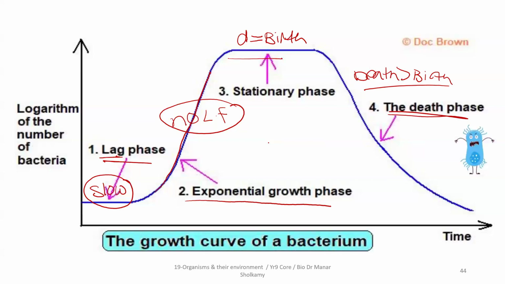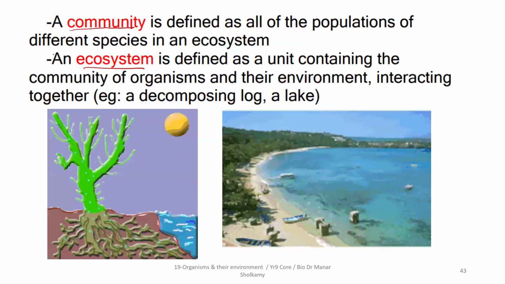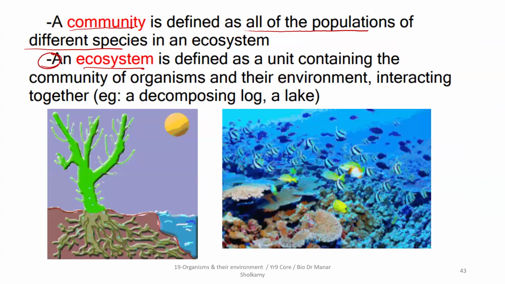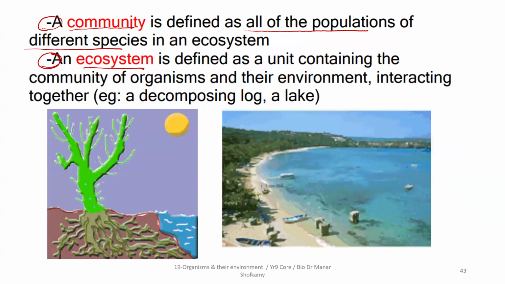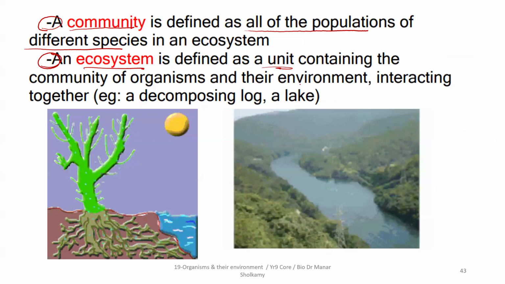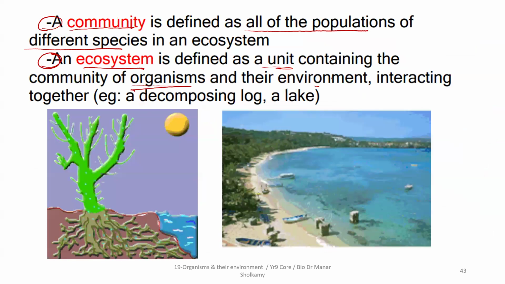The last 2 definitions, and then I'll let you go. These definitions, they just need to be memorized, especially ecosystem. A community is defined as all of the populations of the different species in an ecosystem, like humans and dogs and cats and caterpillars and frogs, they all live in one ecosystem. What is an ecosystem? It is a unit containing a community of the organisms and their environment interacting together. So all the organisms plus their non-living environment.